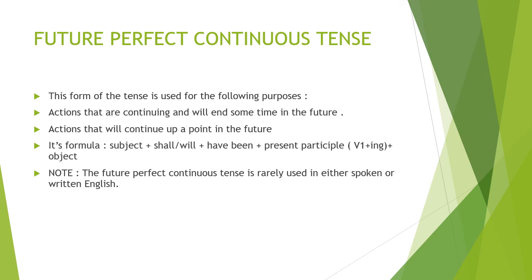How to form a future perfect continuous tense sentence? First you have to take the subject, after that shall or will, again have been will be added, then the present participle, means first form of the verb plus ing, will be added, and then the object. Children, one note to keep in your mind: future perfect continuous tense is very rarely used in either spoken or written English.